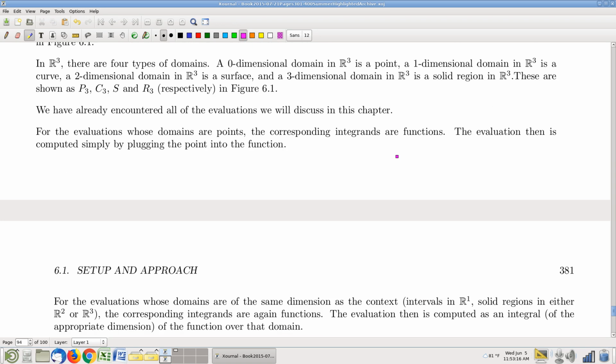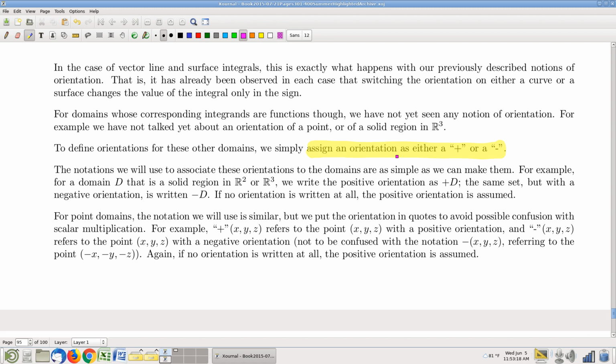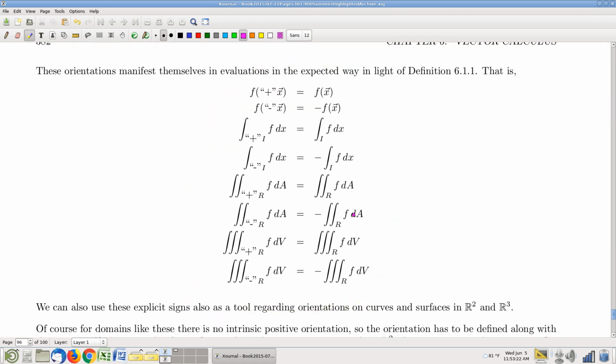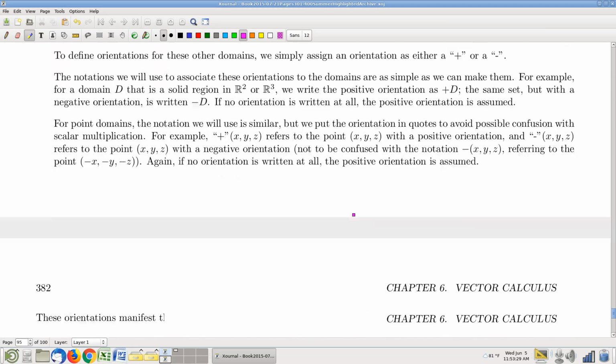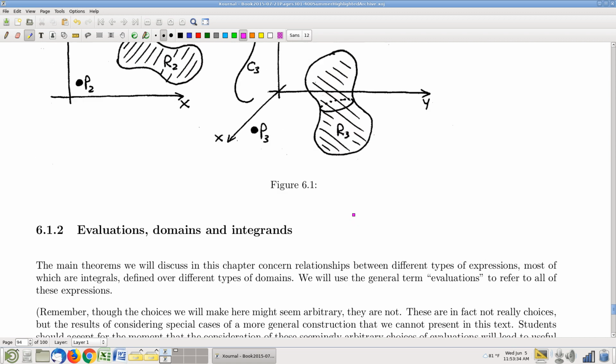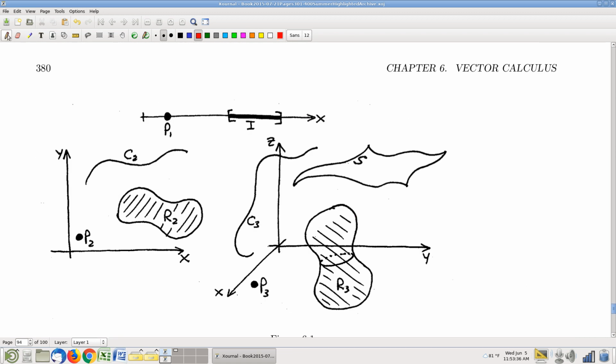Some of these ideas you can kind of see coming. We already know, let me write it down over here, that the integral on this curve, the integral in that direction, is the negative of the integral in that direction.